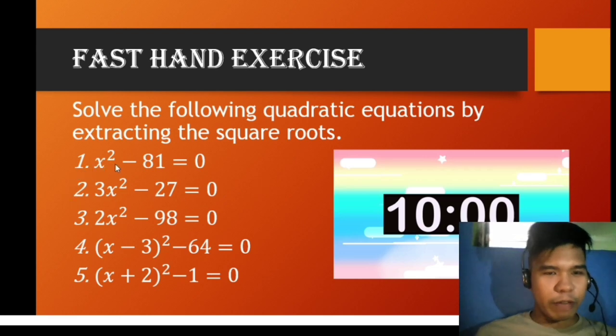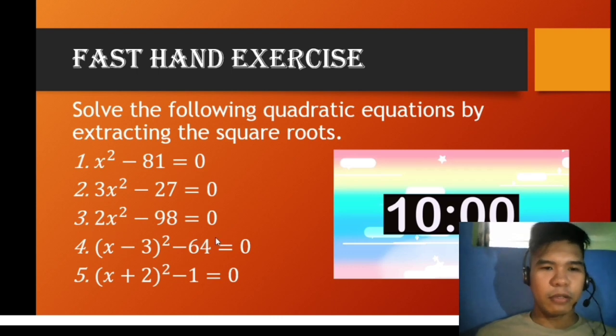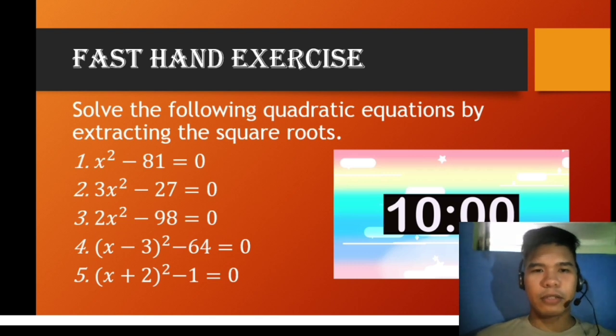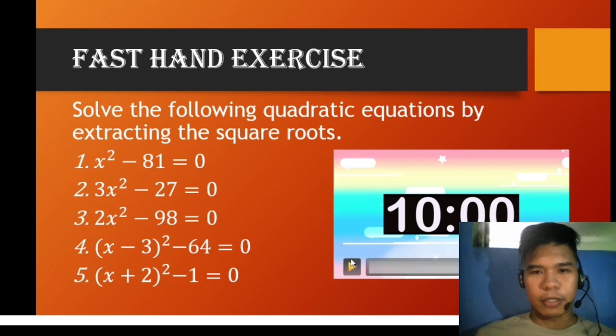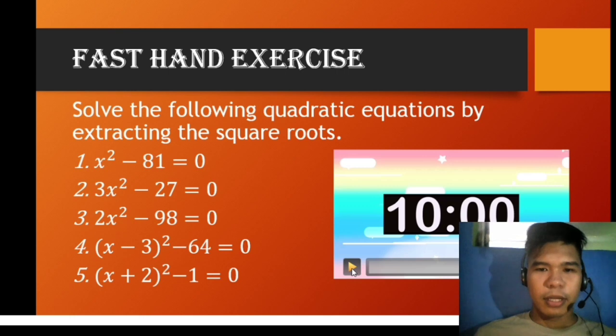So for number 1, we have x squared minus 81 equal to 0. Number 2, we have 3x squared minus 27 equal to 0. Number 3, we have 2x squared minus 98 equal to 0. Number 4, we have quantity x minus 3 quantity squared minus 64 equal to 0. And then number 5, we have quantity x plus 2 quantity squared minus 1 equal to 0. So let us try if you can solve this quadratic equation using extracting the square root. Okay? Are you ready? Your time starts now.